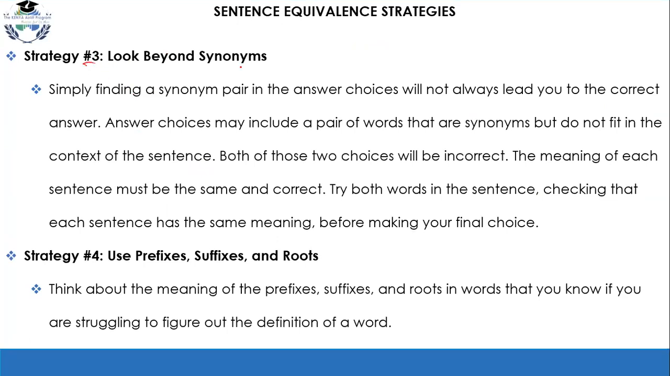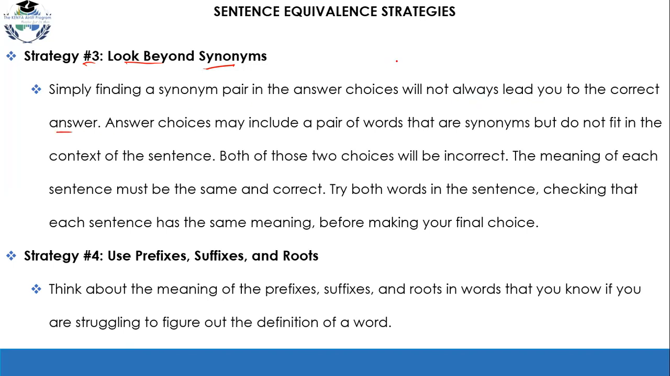The next strategy, and this one usually makes people fail so many times, is look beyond the synonym. I know in sentence equivalence you're told to find words that have the same meaning, but that's not always necessary. Simply finding a pair of synonym words in the answer choices will not lead you to the correct answer.